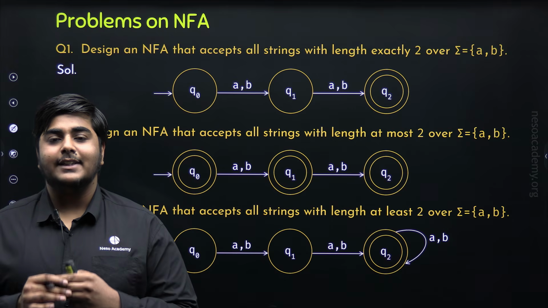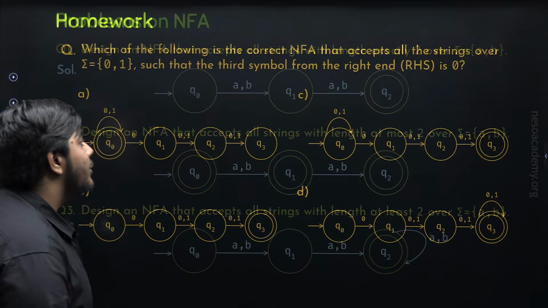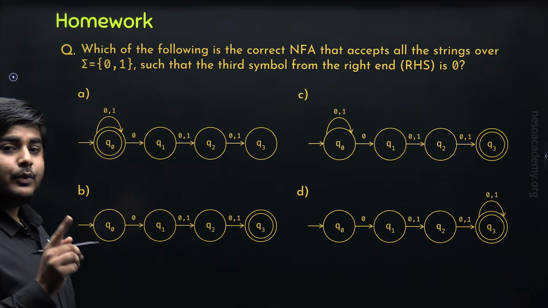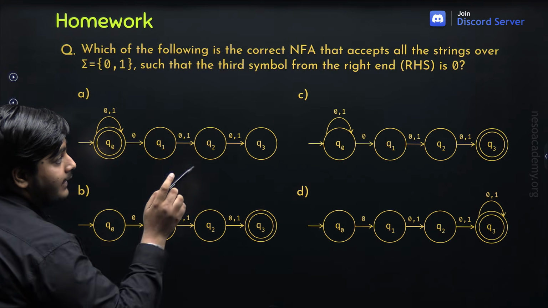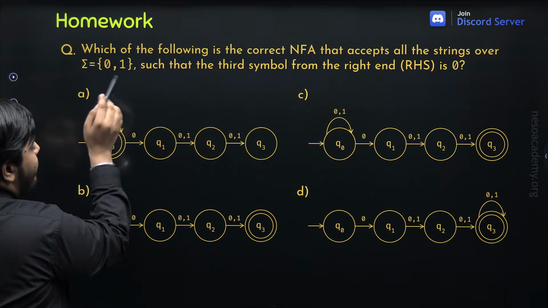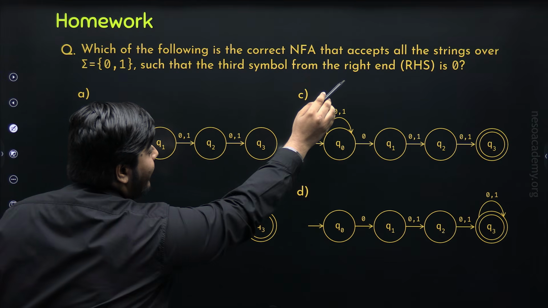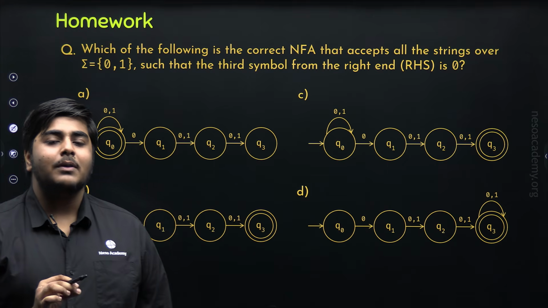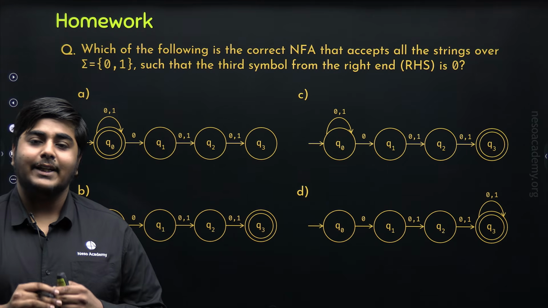Now, before ending this lecture, I have one homework problem for you. So here is the homework problem. In this problem, you are required to select the correct NFA out of these 4 NFAs that accepts all the strings over the alphabet {0, 1} such that the third symbol from the right end of the string is 0.